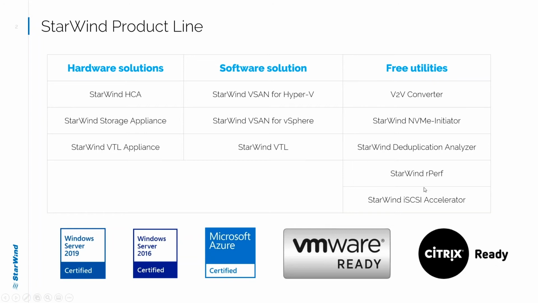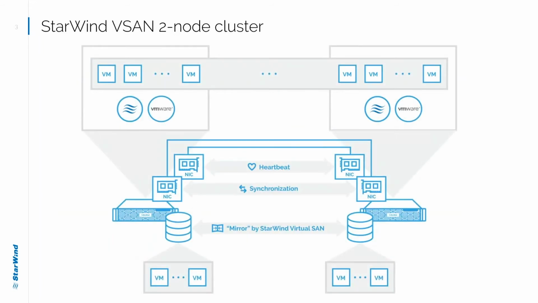We also have developed some free products which may make the life of a system administrator easier. You may get more information about each product by visiting our website. In this webinar, we'll focus more on StarWind Virtual SAN for vSphere. StarWind for Hyper-V has the same working principles, requirements, and network stack.